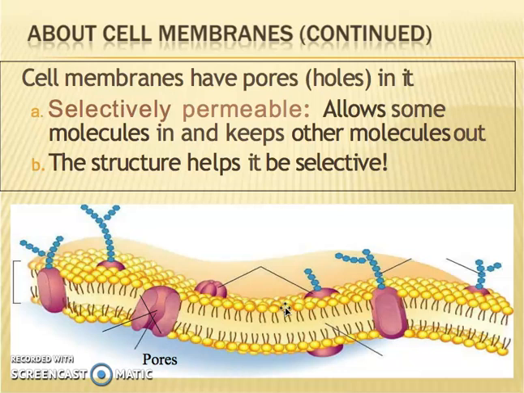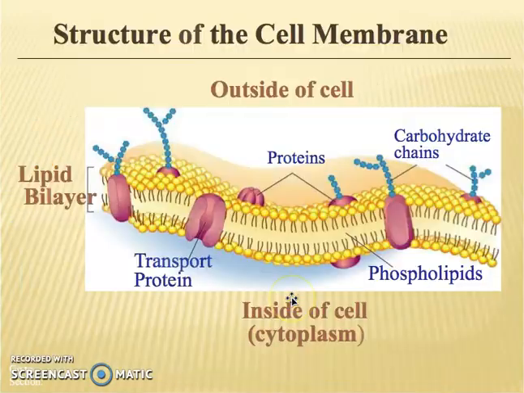Next thing you can see is the cell membrane has pores, meaning holes in it, and these pores are present for selective permeability. And these pores are the protein structures that we have talked about. That's what we call pores, or the tunnels through which things enter or leave the cell. So these pores provide tunnels, passages or freeways through which things can enter or leave the cell. This structure helps it be selective.